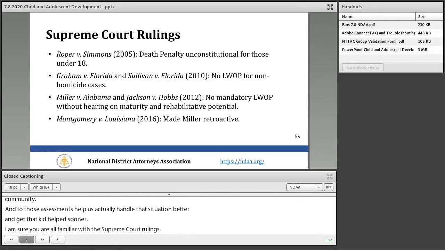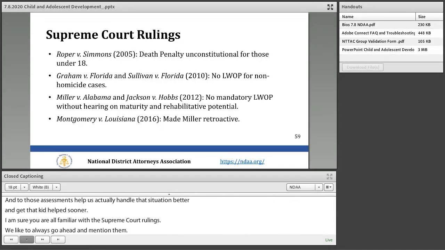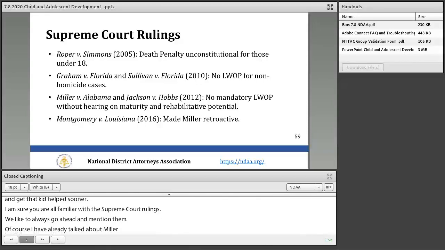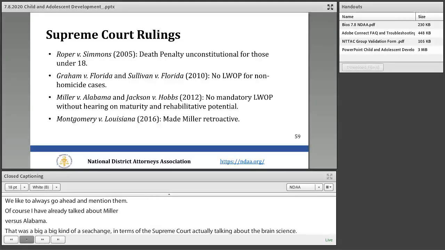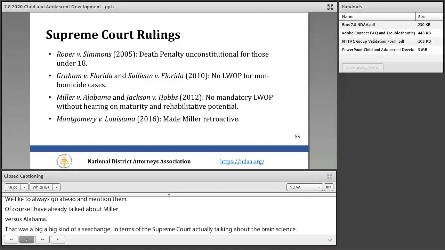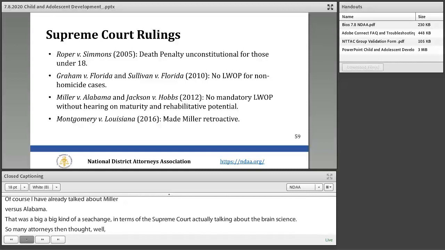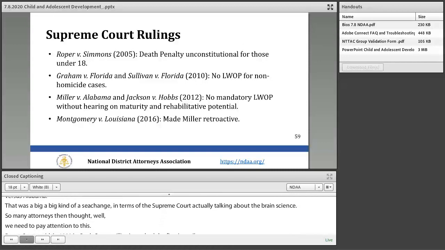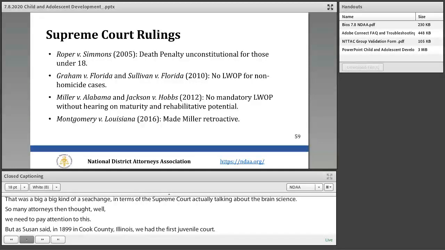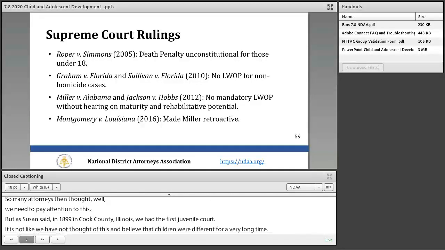I'm sure you're all familiar with the Supreme Court rulings. We always like to go ahead and mention them. Of course, I've already talked about Miller versus Alabama, and that was a big sea change in terms of the Supreme Court actually talking about the brain science. Many attorneys then thought, we really do need to pay attention to this. But as Susan said, in 1899 in Cook County, Illinois, we had the first juvenile court, so it's not like we haven't believed that children are different for a very long time.